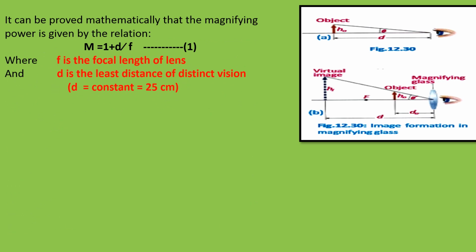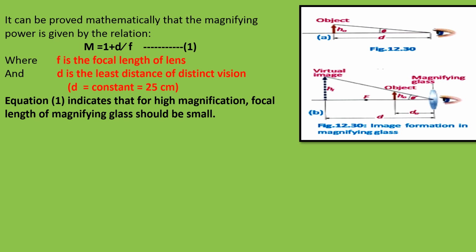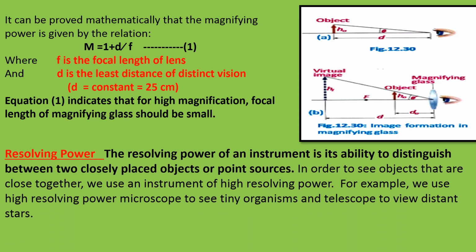It can be proved mathematically that the magnifying power is given by the relation m is equal to 1 plus d over f, where f is the focal length of a lens and d is the least distance of distinct vision. Equation number 1 clearly indicates that for high magnification, the focal length of a magnifying glass should be small because it is appearing in the denominator.